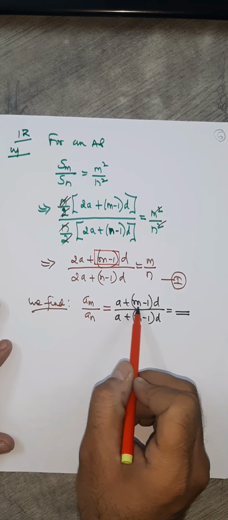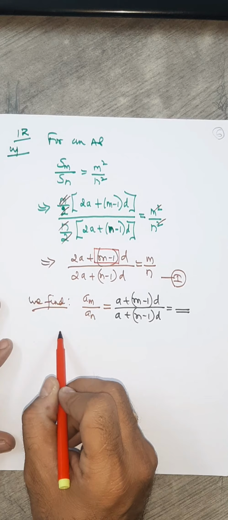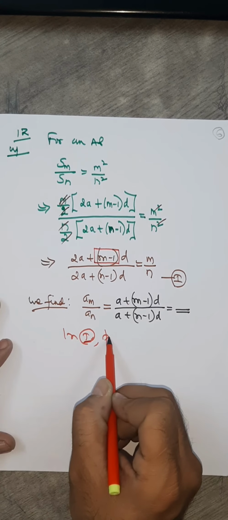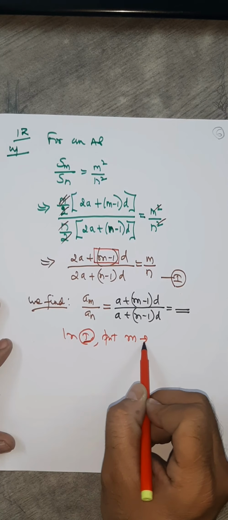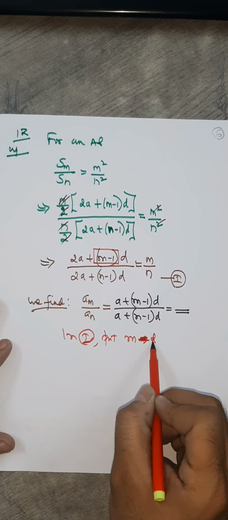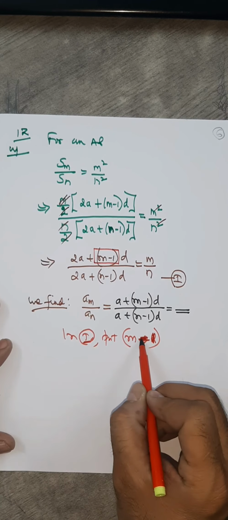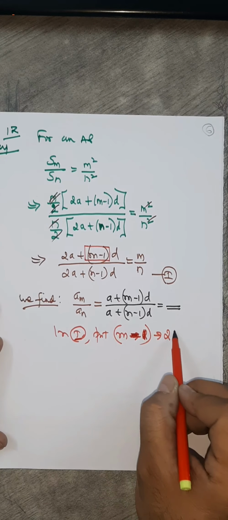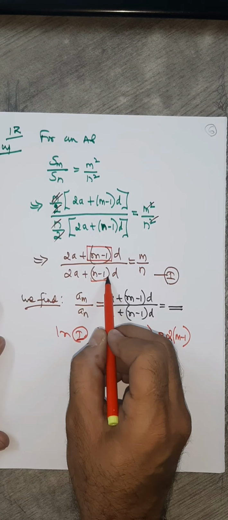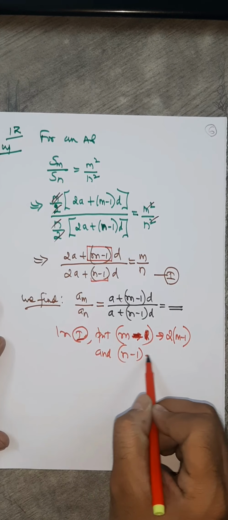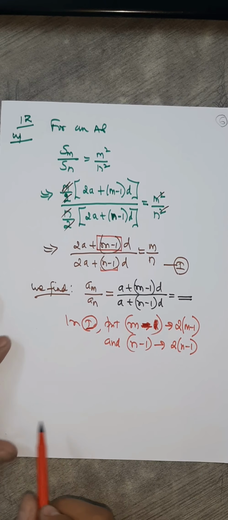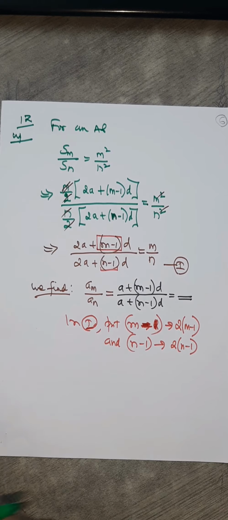So I must have 2 times m minus 1. So in 1, put m equals to, not m, I'll write m minus 1. Let's try it like this. Instead of m minus 1, put twice m minus 1. And instead of this, put twice n minus 1 in 1. Right? What happens once I place the values?